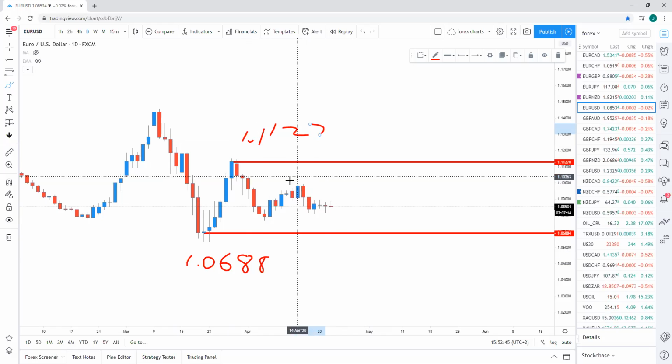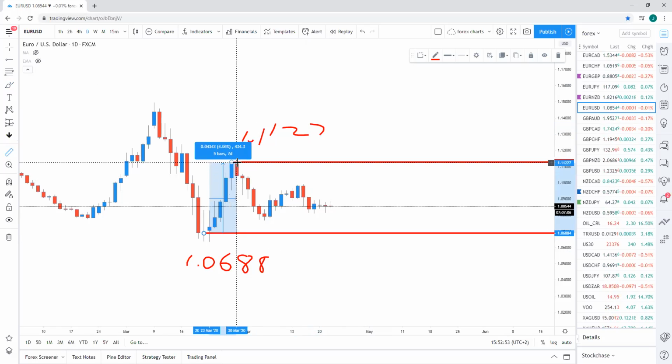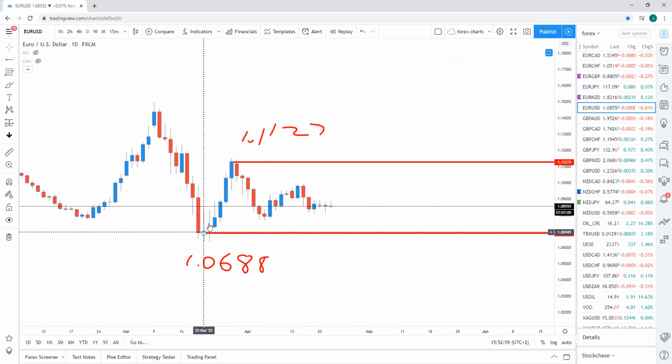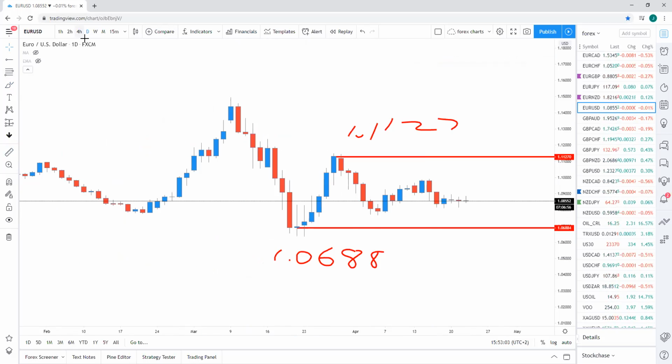So this thing moved 439 pips. There's a ruler to measure this. You see it went 439 or 436, more or less the same. But that's the amount of pips this thing moved. It's a hell of a lot. It is a lot because we're on the daily time frame.